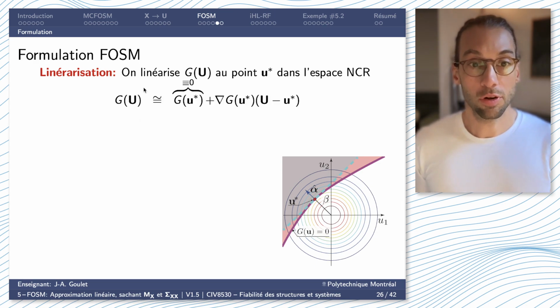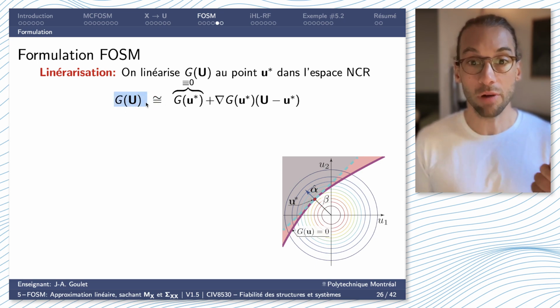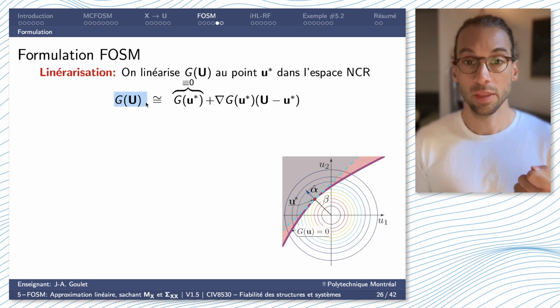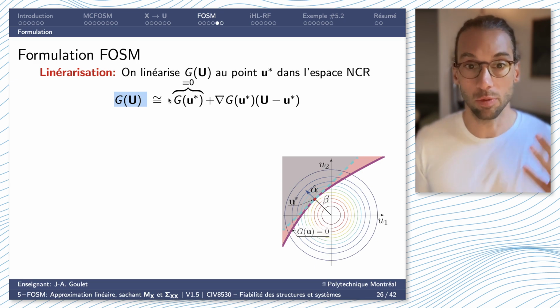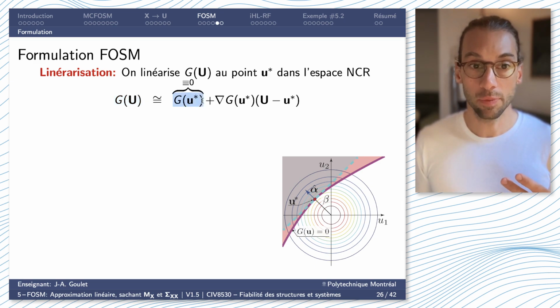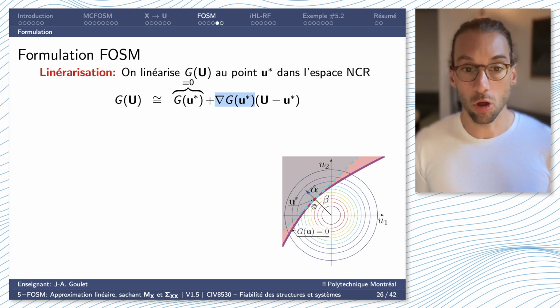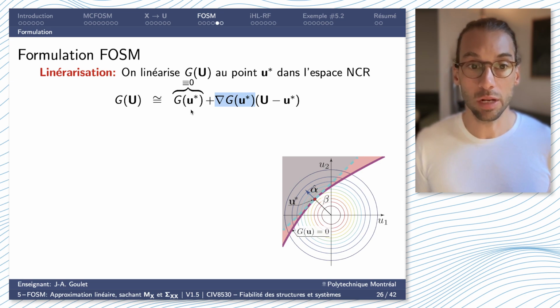So to do this, first, how am I going to linearize my limit state function in the standard normal space? I can express G of U the same way as before: G of U star plus the gradient at U star times U minus U star. If I'm on my limit state surface, I know that G of U star is going to be equal to 0. Easy. So I'm only going to be left with what's on the right of the plus.